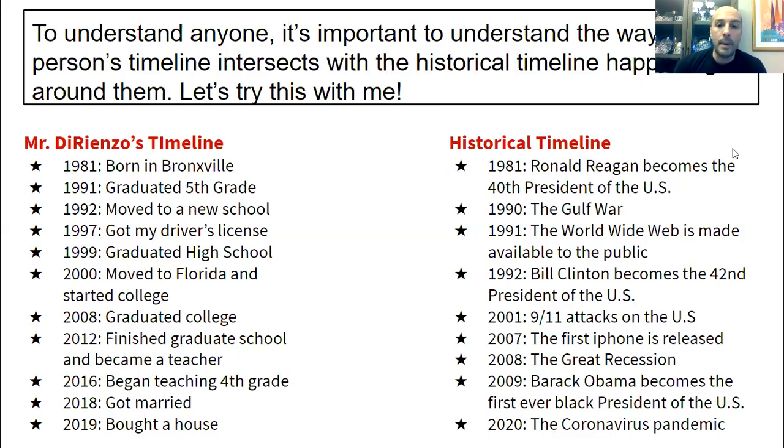1997, I got my driver's license. 1999, I graduated high school. Soon after that, the 9/11 terrorist attacks took place in 2001. 2000, right before 9/11 happened, I had moved to Florida to start college. Fast forward a little bit, 2007, not long ago, only 13 years ago, the first iPhone was released. I actually did not have an iPhone until way into the 2010s. But the first iPhone was released in 2007. The year after that is when I actually ended up graduating college.